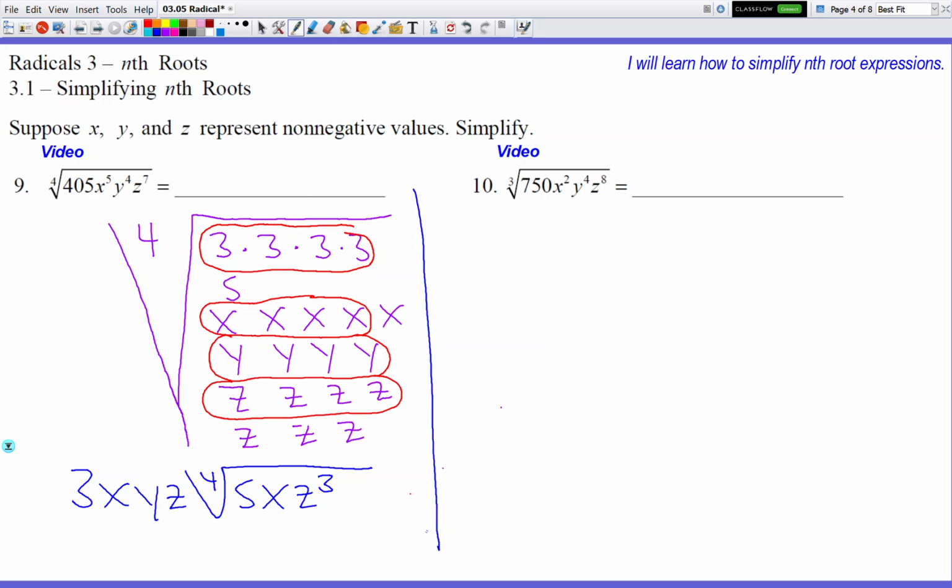Okay, last problem of the lesson. All right, so 750. Okay, we didn't factor that one yet. So let's do factor tree of 750. So 750, that's 10 and 75. Okay, and 10 is known as 2 and 5. And 75, that is known as 3 and 25. And 25 is known as 5 and 5.